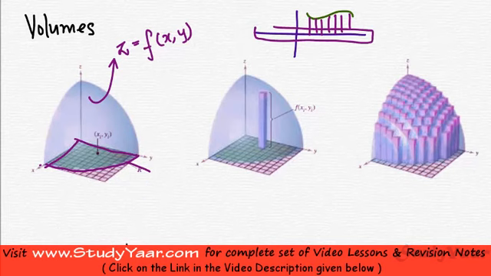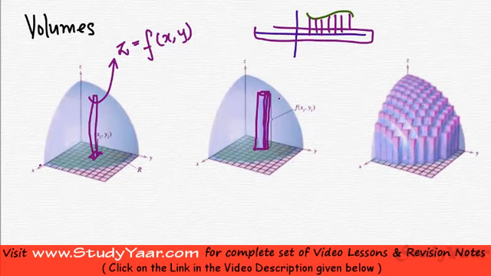Now what I want to do is divide this R into small areas. Let's look at one of those areas. If I look at this particular area, and I create a rectangular prism going up to this surface, so on that small area I have created a rectangular prism going up till this surface.